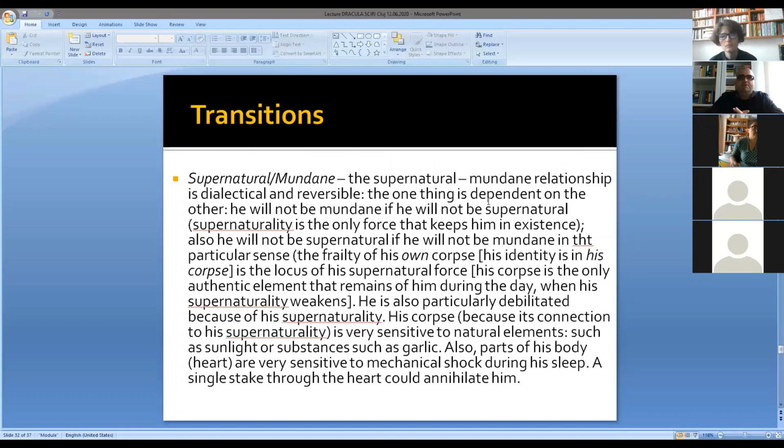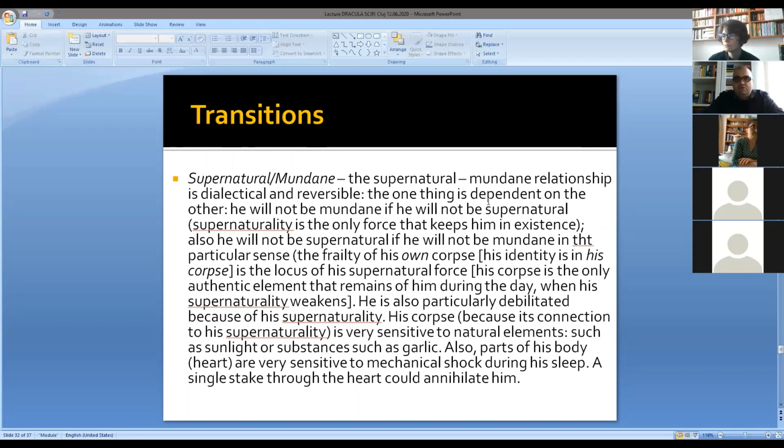The other one is the transition from supernatural to mundane, which is reversible. The supernatural-mundane relationship is reversible and dialectical. The one thing is depending on the other. He will not be mundane if he is not supernatural. Supernaturality is the only force that keeps him in existence. Also, he will not be supernatural if he is not mundane, in this particular sense.